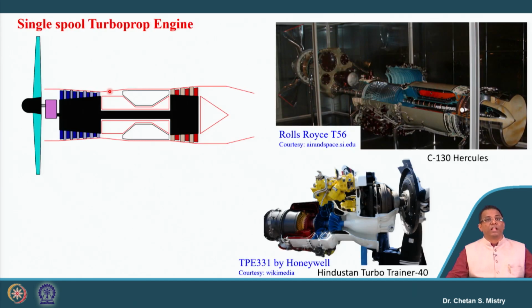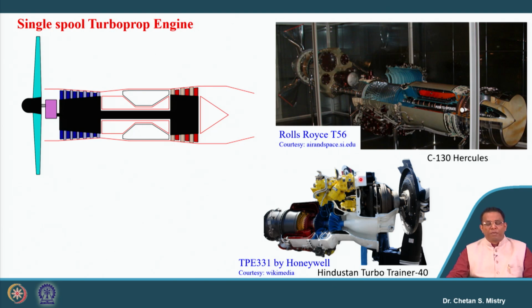Now let's move towards the next kind of configuration. Here we have a single spool turboprop engine. As we have discussed, this has a configuration in which my compressor and propeller are both on the same shaft, which is rotated by the turbine, and that turbine, as we discussed, is named the gas generator. So here are some of the engines which exist. The Rolls-Royce T56 engine, used for the C-130 Hercules aircraft, has this kind of configuration with an axial flow compressor followed by the combustion chamber, and axial flow turbines.